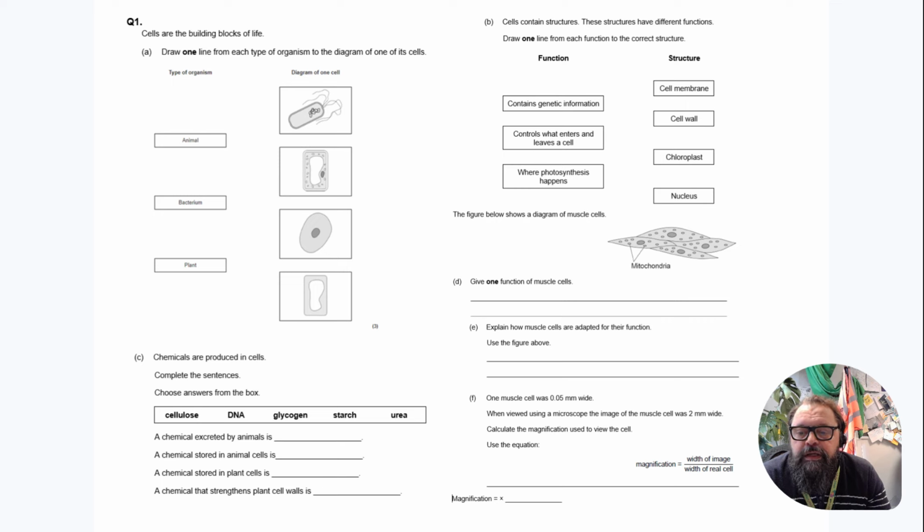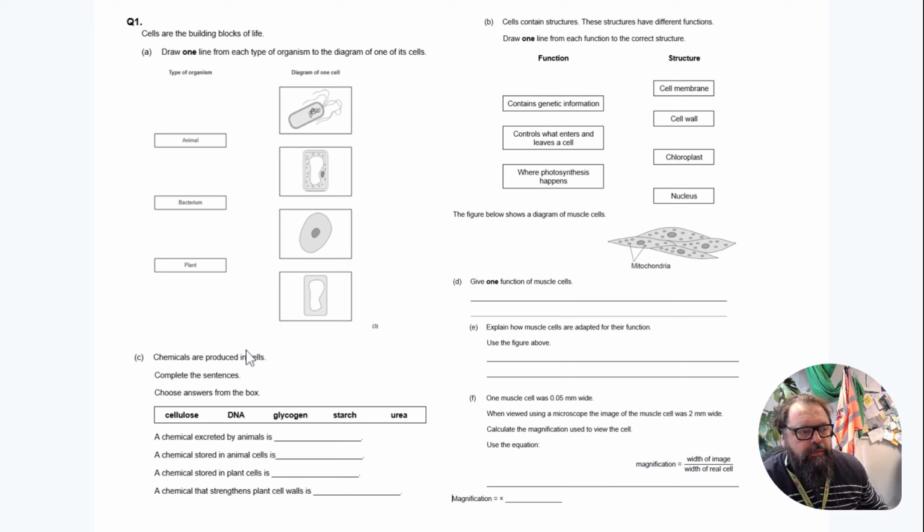Okay, over to the diagram with the muscle cells on. Take a note here. I might highlight it on my paper that they're labeling mitochondria. That must be for a reason on this question. Part D, a function of muscle cells. So what do muscles do? They move you around. So they make you move.